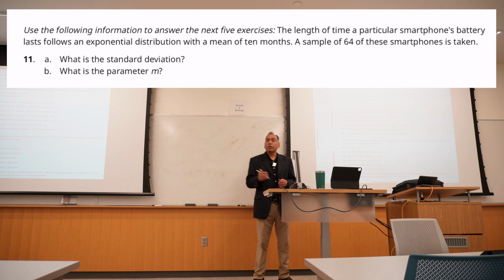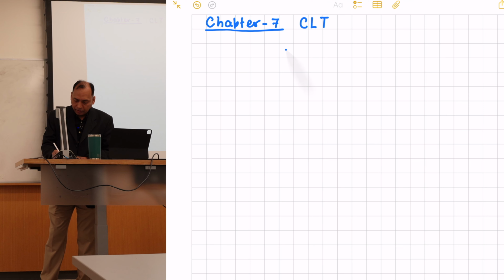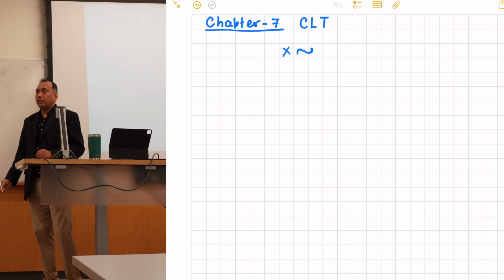And basically, as we move to the next parts of the question, it will start involving central limit theorem, like how exponential distributions also change to normal distribution when sample size is high. So this random variable x, amount of time the smartphone battery lasts, follows exponential distribution with the mean of, I would say, 10 hours.